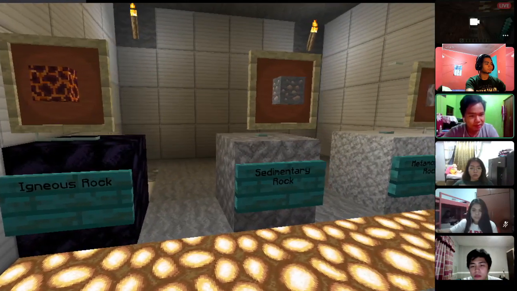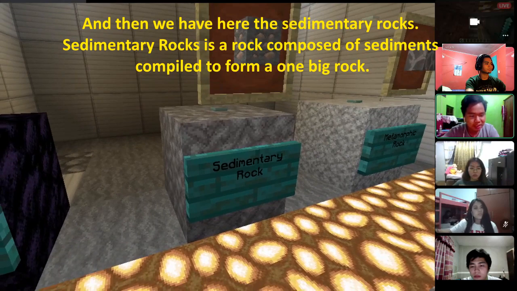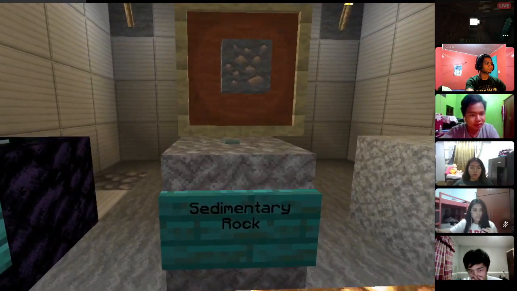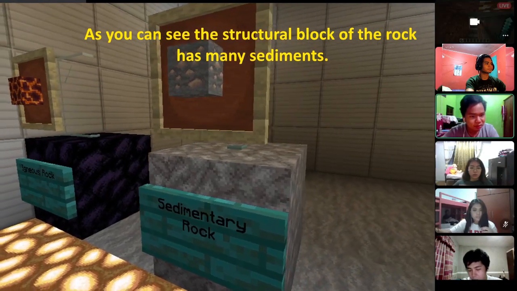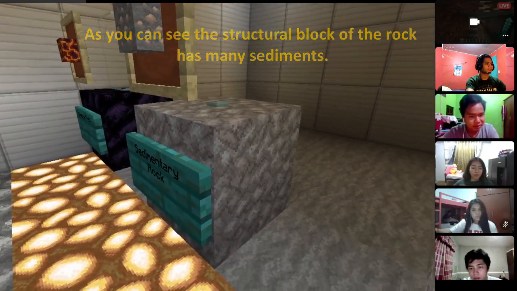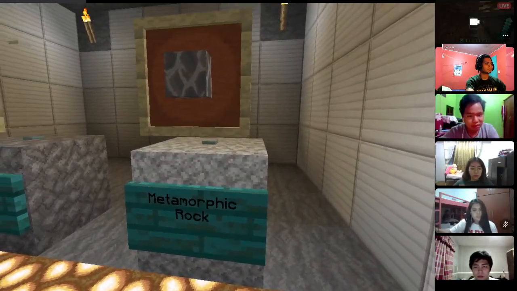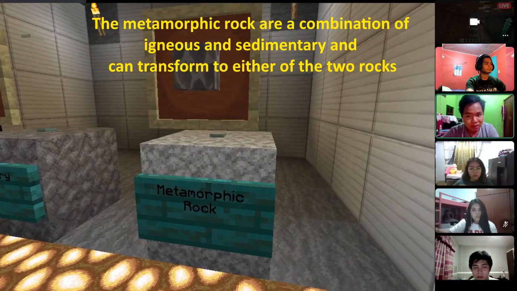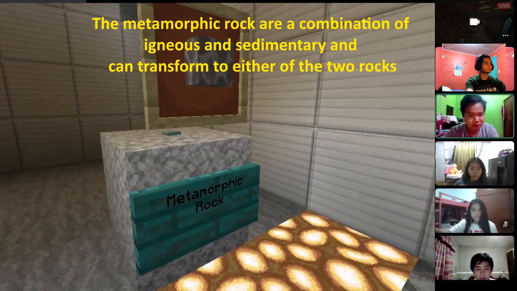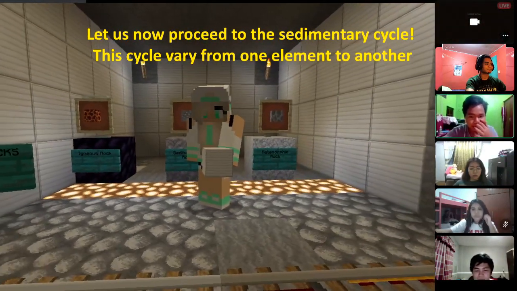And then we have the sedimentary rock. Sedimentary rock is a rock composed of compiled sediments that form one big rock. As you can see, the structural block of the rock has many sediments. And lastly, we have the metamorphic rock. The metamorphic rock is a combination of igneous and sedimentary and can transform from either of the two rocks. Let us now proceed to the sedimentary cycle.